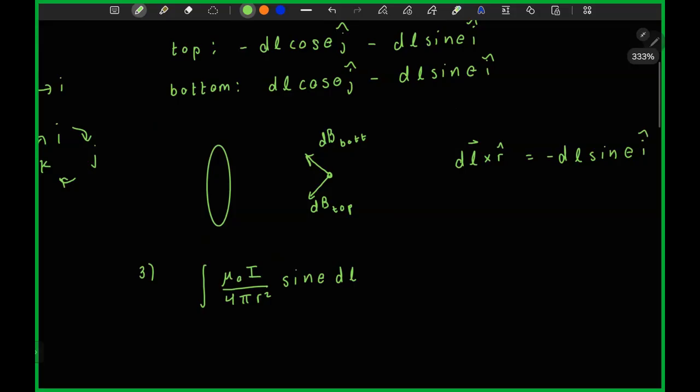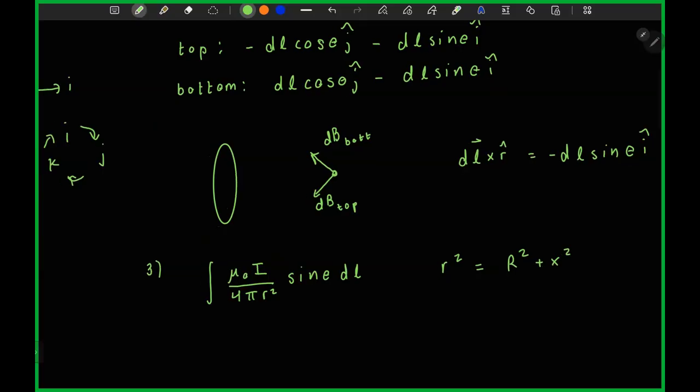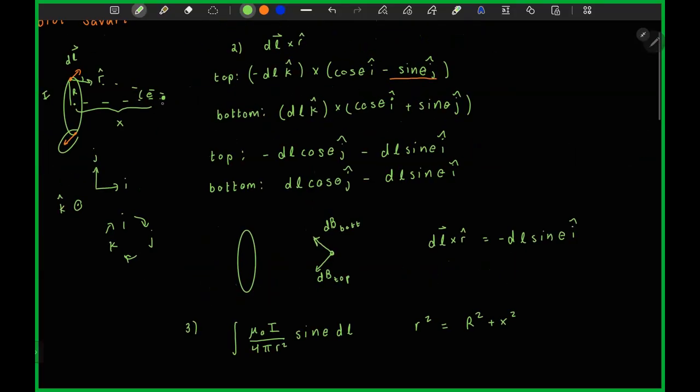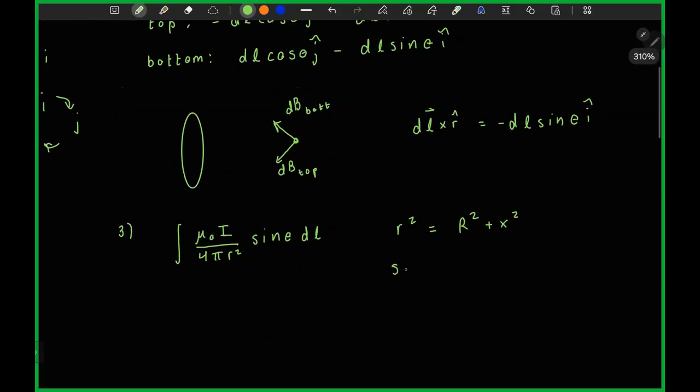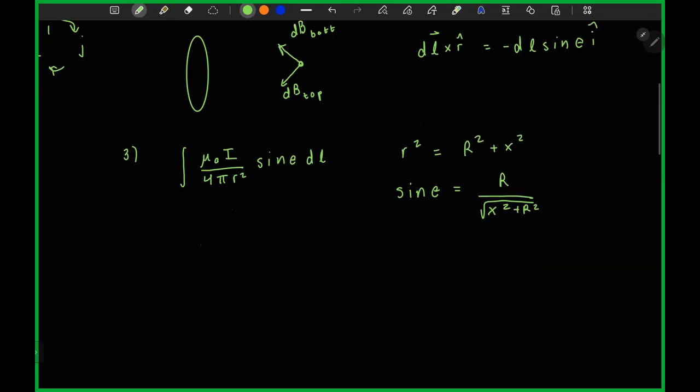I'll argue that, in fact, r squared is equal to capital R squared plus x squared. And then again, looking at the geometry of our ring, we've got a right triangle with theta. So I'm going to argue that sine theta is opposite over hypotenuse. So sine theta is equal to R over square root x squared plus R squared. Which means that, in fact, we can skip step 4, which is setting up a coordinate system. No need for that, because we'll be able to pull everything out of our integral.